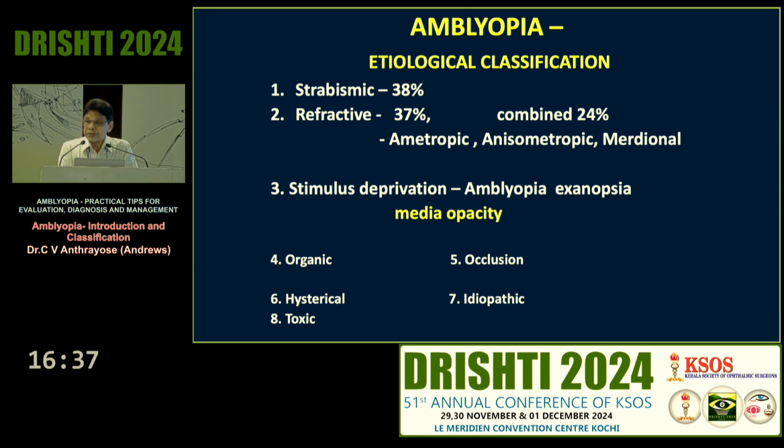So, amblyopia classification based on the etiology: the most important cause is strabismus, about 38%. Refractive error about 37%, which can be ametropic, anisometropic or meridional, or astigmatism. Or it can be a combined form of strabismus and refractive error, about 24%. Our third important cause is stimulus deprivation amblyopia, that is media opacity. It is also called amblyopia ex anopsia. Other minor causes are organic causes, too much occlusion for amblyopia treatment, hysterical, idiopathic, toxic; these are minor causes.